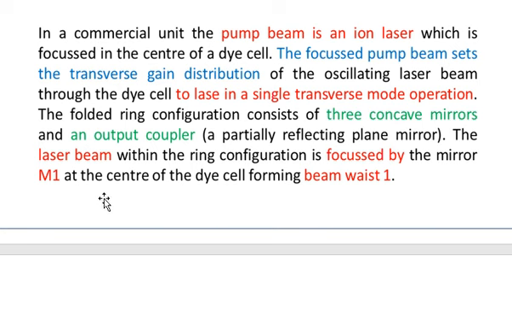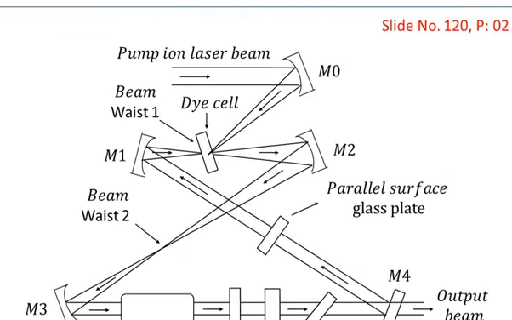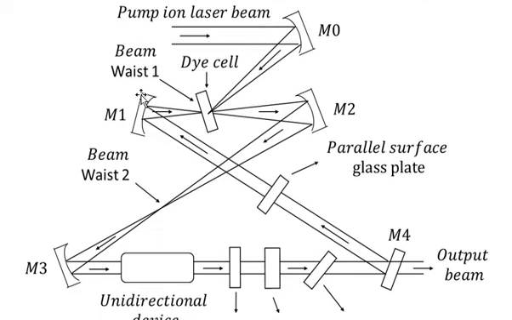So you see that the mirror M1 is actually focusing the beam at the center of the dye cell and forms a beam waist 1 there. So this is the mirror M1. It receives the parallel, collimated beam from mirror M4, and then it focuses the collimated beam at the middle, at the center of the dye cell, forming a beam waist 1 there.